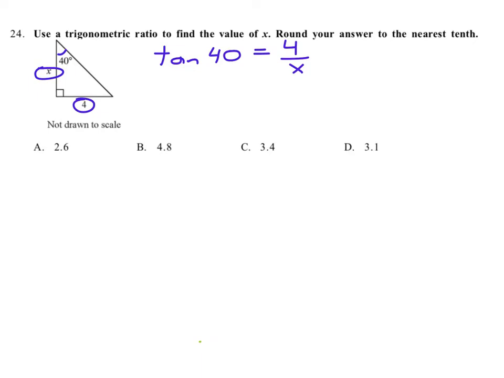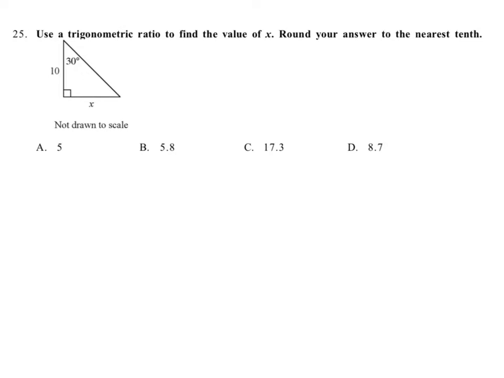Okay, so the short trick is to switch the position of these two values. And what you get then is x equals 4 over the tangent of 40. And that's actually something you can type in your calculator. 4, here's my calculator. 4 divided by tangent of 40 degrees. And I get 4.767, or roughly 4.8. Okay?